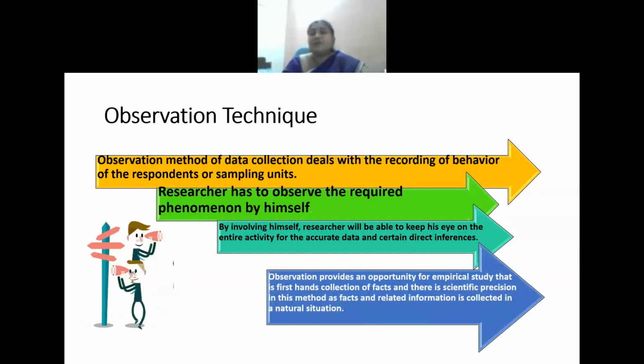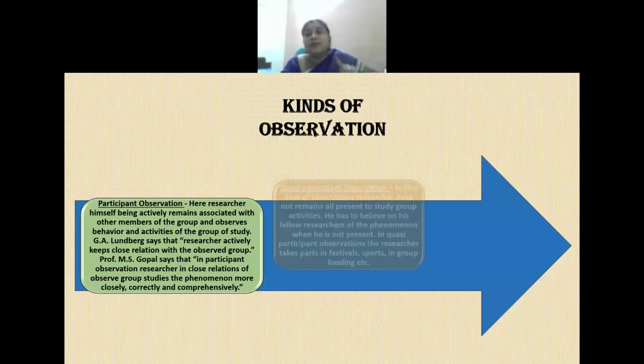Observation provides an opportunity for empirical study, which is first-hand information. We can read on child labor in books. Yes, definitely we can read, but that may not be the reality. So to know the reality, yes, the observation technique can be done. And the kinds of observation are participant observation, quasi-participant observation, and non-participant observation.